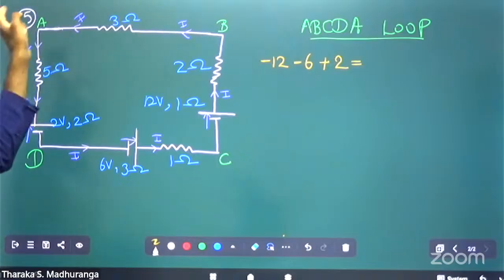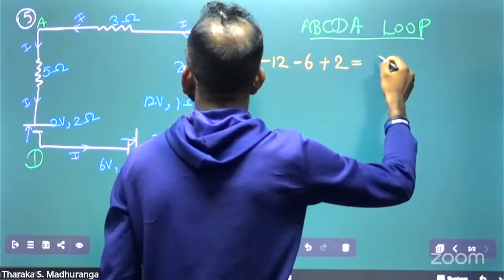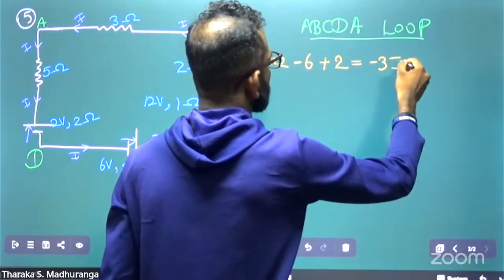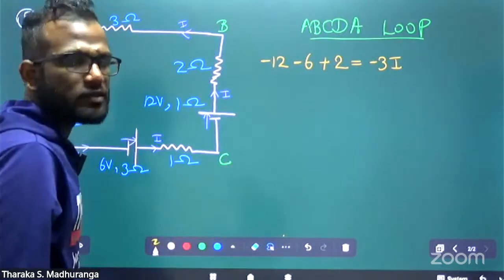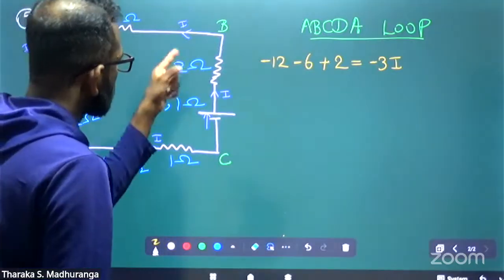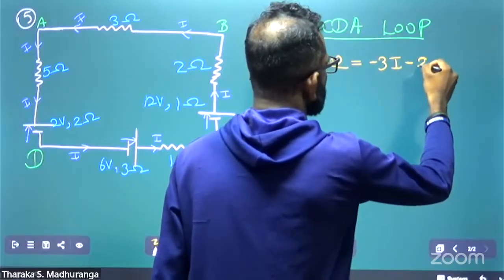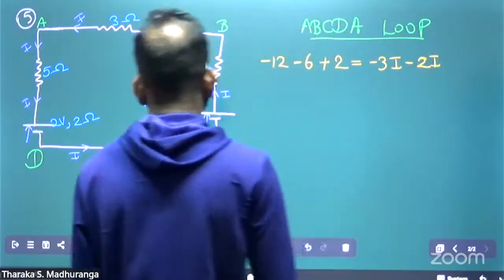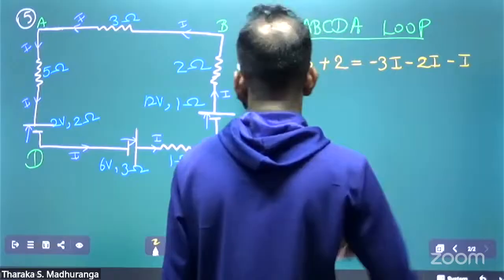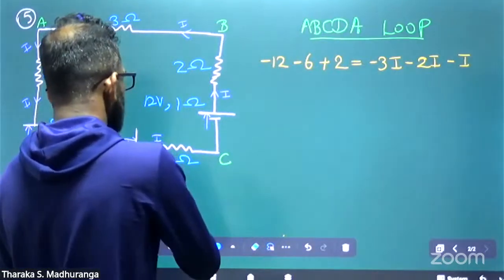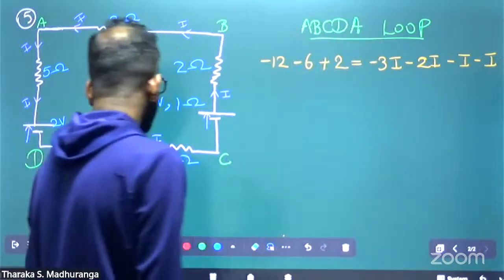Therefore, I am going to start A to B for resistance. Minus 3I. Why? My direction is A to B, but the current flows B to A, opposite. Therefore minus 3I. Same, minus 2I. This one minus 1I, that means minus I. This one again minus I, because the current direction is opposite.